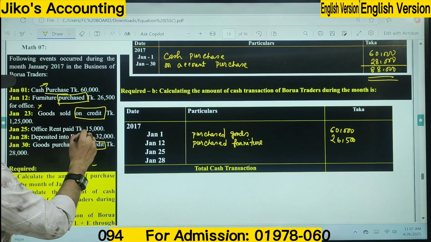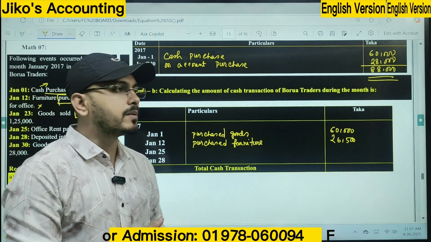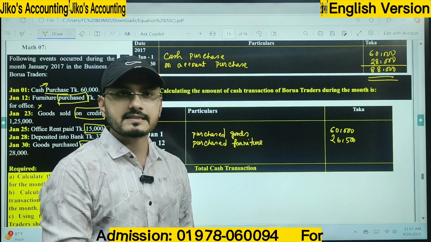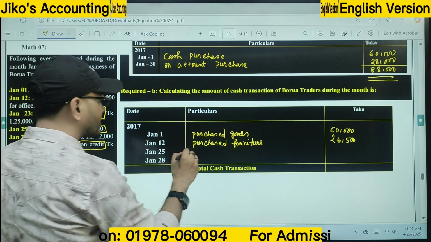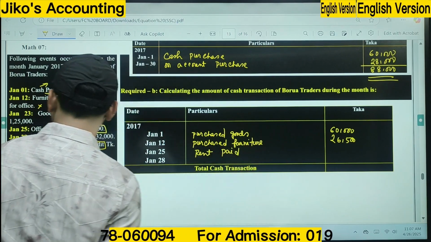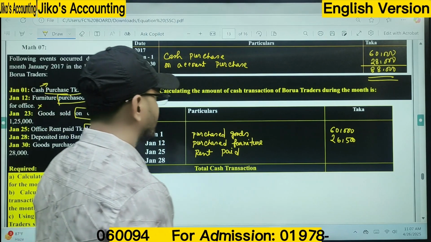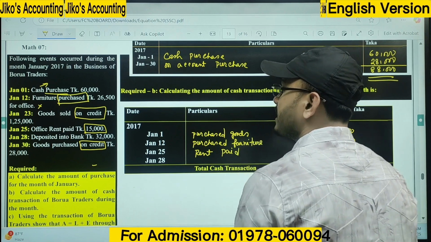Office rent paid taka 15,000. How about the office rent? If I pay my office rent, how about my cash situation of the business? That indicates the reduction of cash. So rent paid. What is the amount, sir? 15,000. So we have to note down here 15,000.